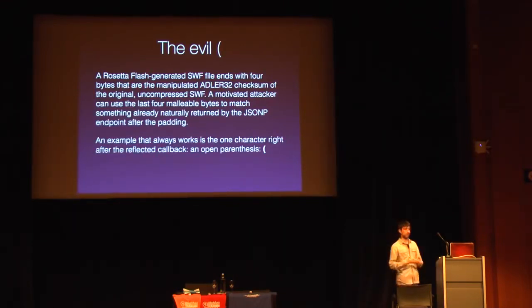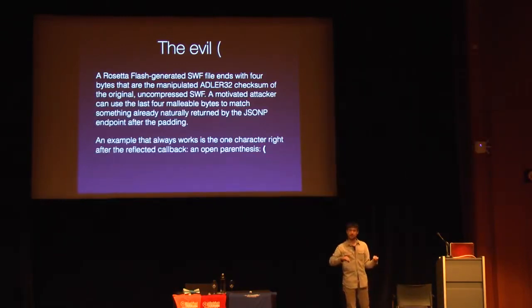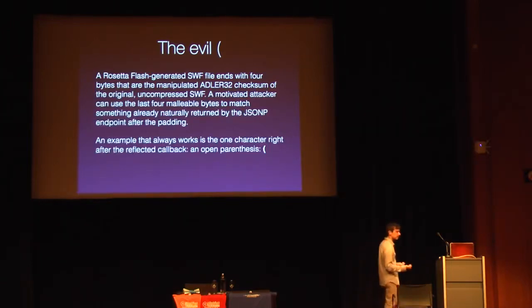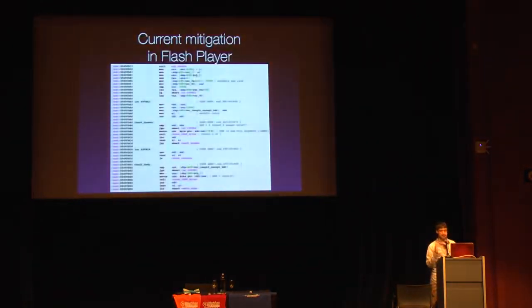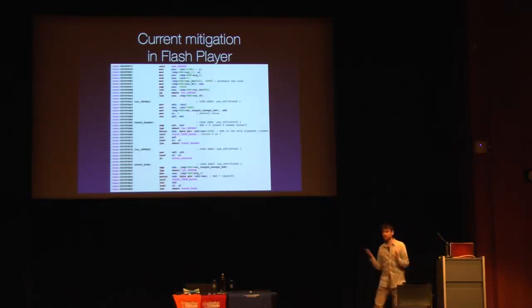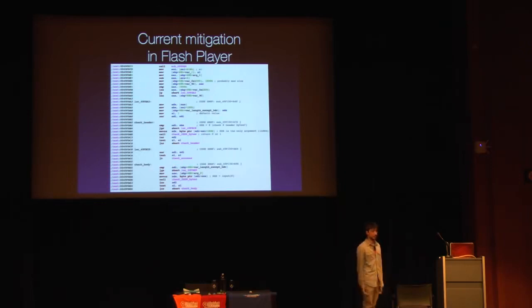We would pass to the callback the Flash file except the last byte, the open parenthesis, right? Which would be there in the response, so it would work anyway. So we would have a response with a full valid Flash file, and it would work. It would bypass the fix, because it would see there is an open parenthesis, which is disallowed, but it's not in the request, it's not in the parameters, so it would bypass the fix. The fix was bypassed in actually 1 hour of work looking at that.